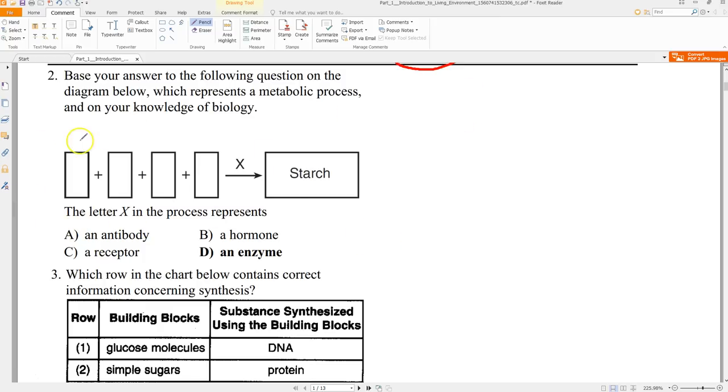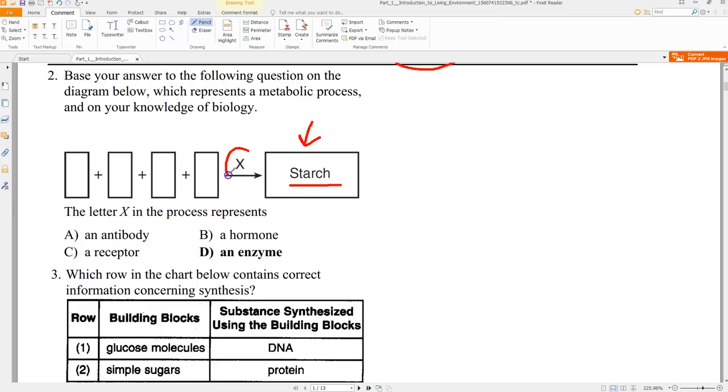So here we have these little building blocks. We want to call them building blocks. And when you add them all up, you get a starch. So we build something, we synthesize something. Synthesize means to make. Digest means to break. So here we made something. We took these building blocks and made starch, probably through photosynthesis.